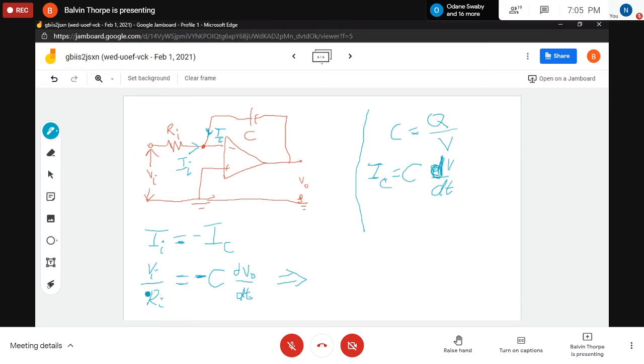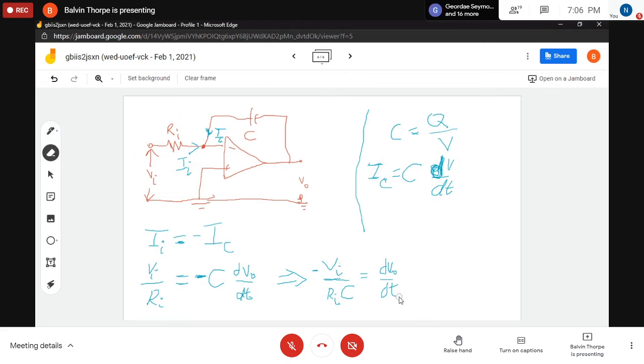So if we want to express what our output voltage would be for this network, we will have to cross multiply, and we will see that this is going to be VI, actually minus VI over RI times C, and that is going to equal DV over DT. Cool. We're getting somewhere.